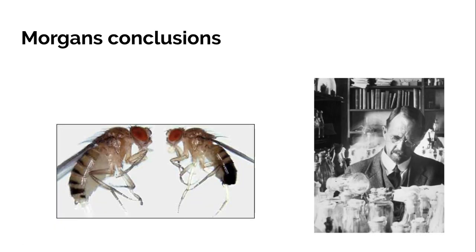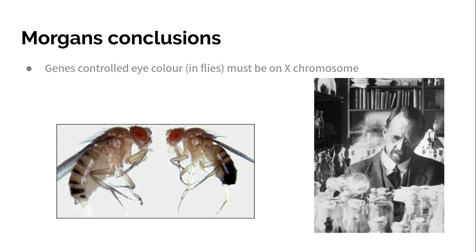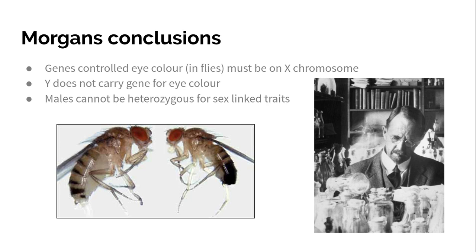So essentially, Morgan came to a couple of conclusions. One, eye color is controlled by genes that are on the X chromosome. Males and females both have X's, so that's how it is controlled. The Y chromosome is not carrying any gene for eye color because it did not have an effect. Again, we know the Y chromosome is for males and the development of testosterone.